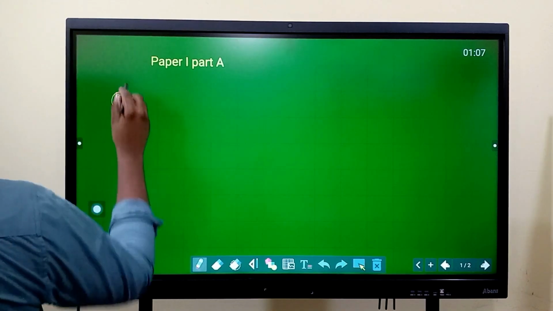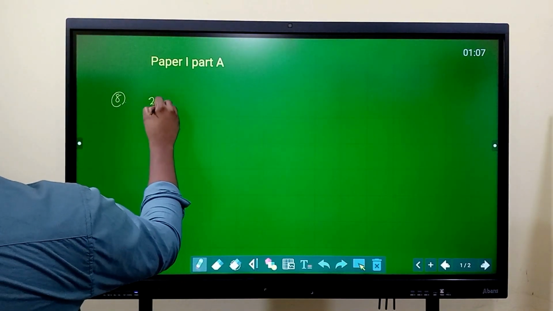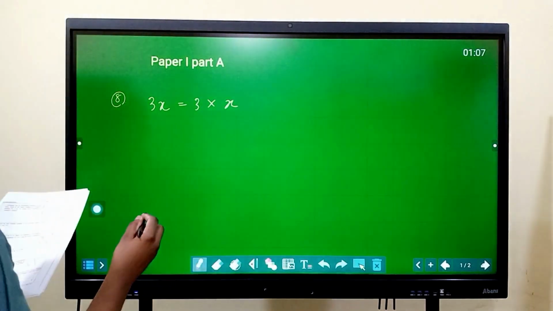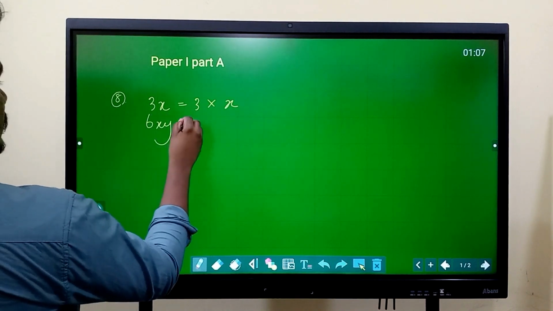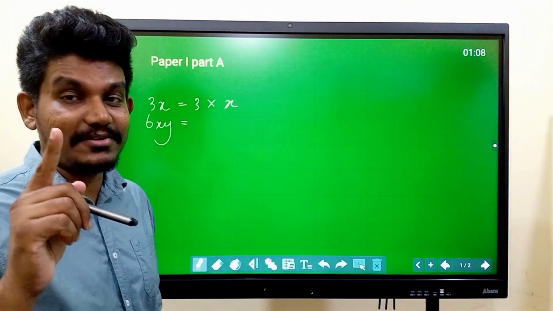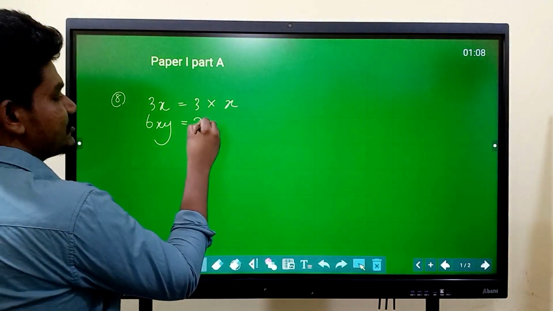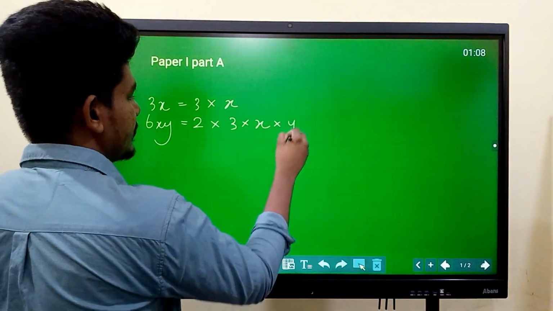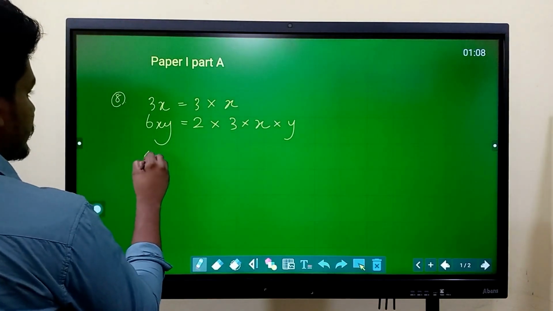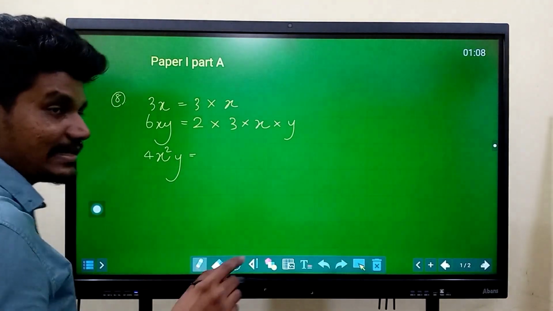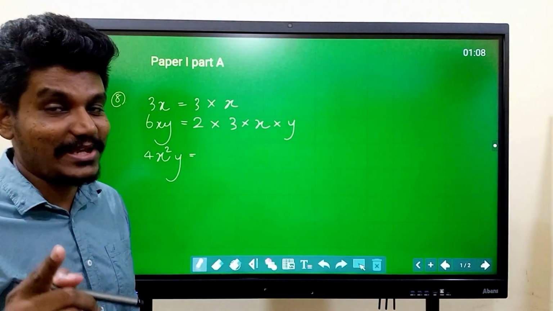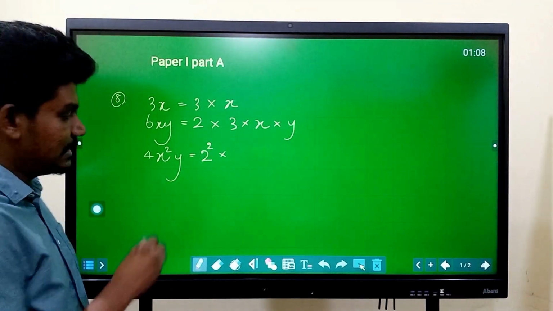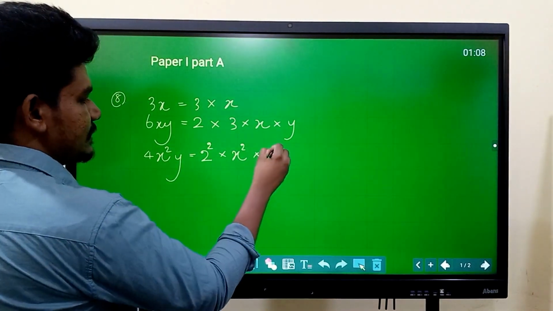In that one there are 3 terms. We have 3x, which can be written as 3 multiplied by x. We have to write the expansion of the terms. Second term, 6xy. 6 should be written as a product of prime numbers, so it can be written as 2 multiplied by 3, times x times y. And the third term, 4x squared y. Here 4 can be written as 2 times 2, but when it comes to the LCM, we have to go with the power value, so we write it as 2 to the power 2, and x squared should be kept as it is, times y.